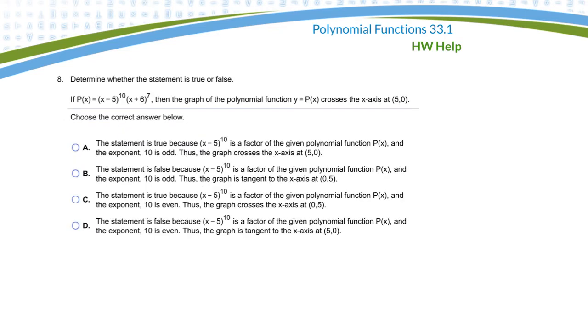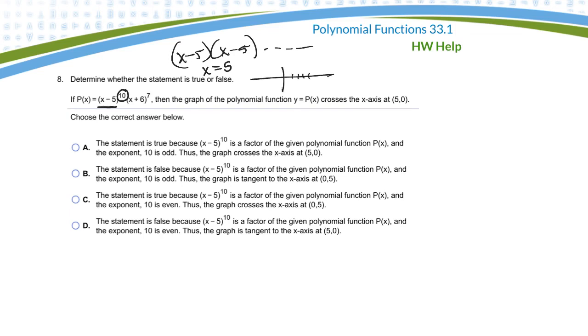Okay, to determine whether the statement is true or false: x minus 5 to the 10th, oh, multiplicity of 10, nice, x plus 6 to the 7th. Then the graph of the polynomial function crosses the x-axis at 5. So this would be a 0 right there, and so you'd have 10 x minus 5, right? And so the 0 would be x is equal to 5. So 5 is a 0, but if the multiplicity is even, it does a bounce at that point.